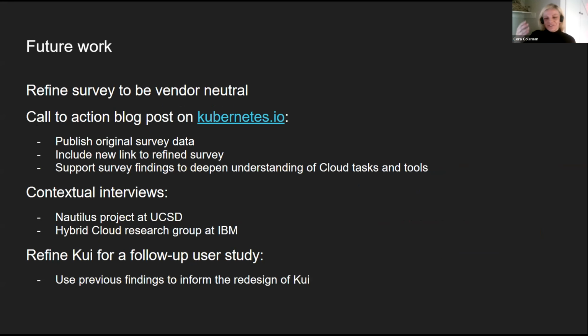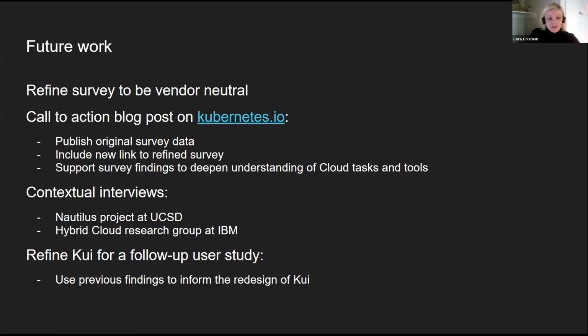Please chime in. So in our future work, we want to refine our survey to be vendor neutral and put it on the Kubernetes website so that we can get more participants and more beginner responses. That's really important. We'd like to post it on the website and also do some more contextual interviews to more deeply understand what developers' workflows are like. There's a Kubernetes project on campus. I'm a student at UCSD. There's a supercomputing research center here, and they do work with Kubernetes, so you can reach out to them. I've been talking with them, hopefully, and also the research group at IBM. That's another place where we could deepen our understanding, or coming to special interest groups and just talking with people as well.